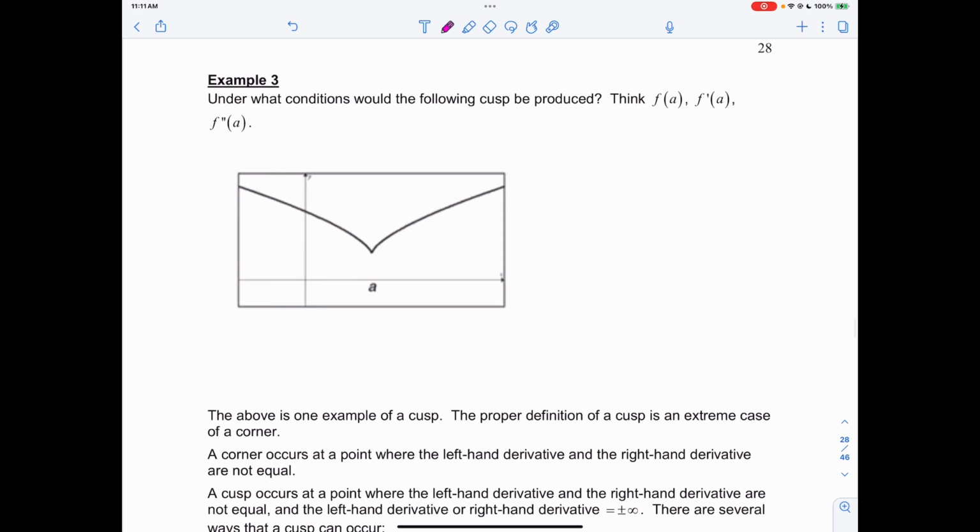For example 3, it says, under what conditions will the following cusp be produced in terms of f of a, f prime of a, and f double prime of a? Well, what do we know about the value of f of a at this point? Well, we know it's above the x-axis, so we're going to say that f of a is greater than 0.